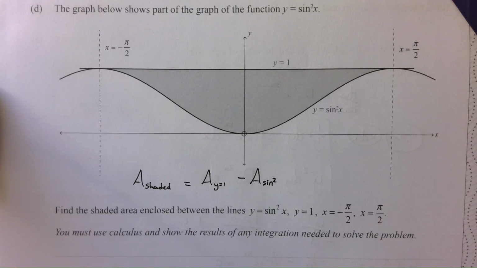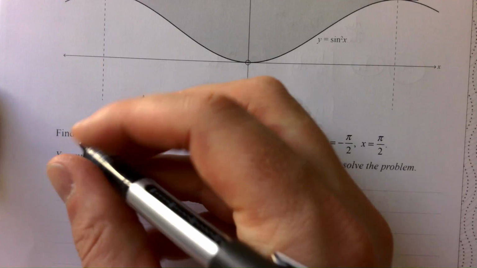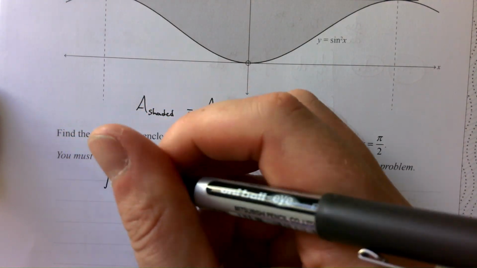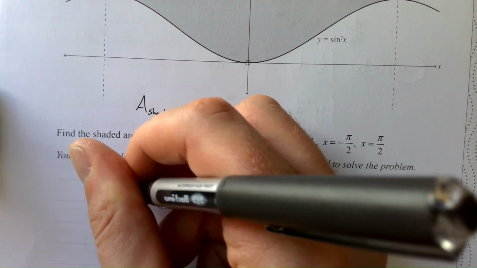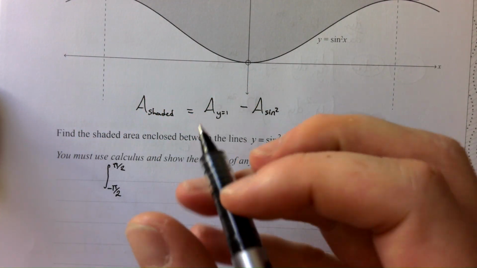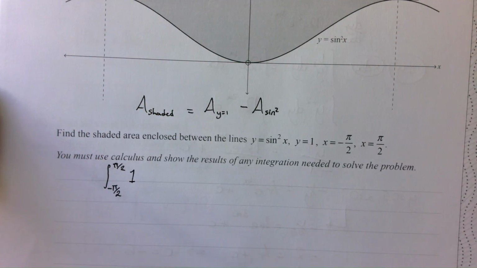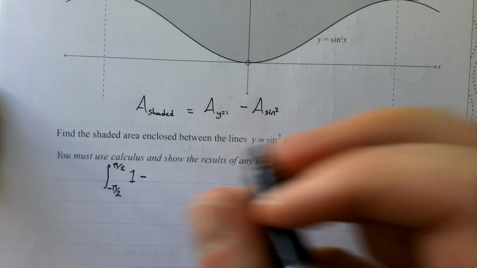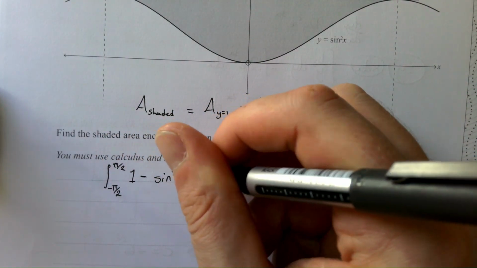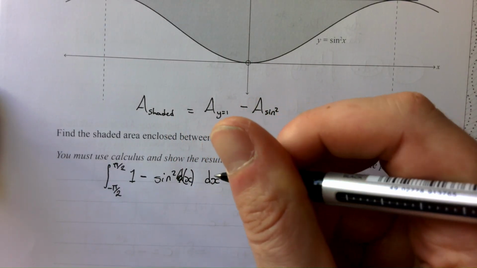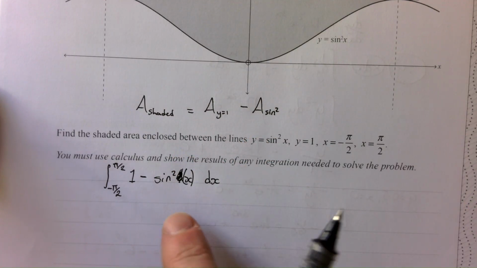Okay, therefore we are going to integrate our respective lines with respect to x in the bounds pi over 2 and minus pi over 2. Now our expression for y equals 1 is just y equals 1 minus sine squared x, and we are integrating with respect to x like that. Sorry, I did my with respect to x in my sine term.